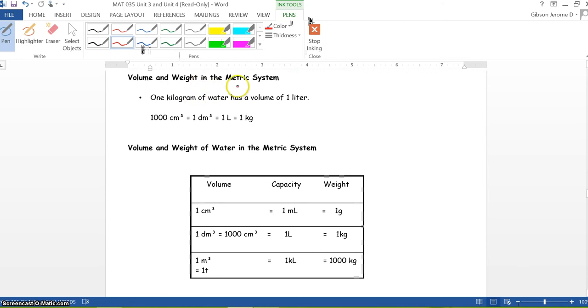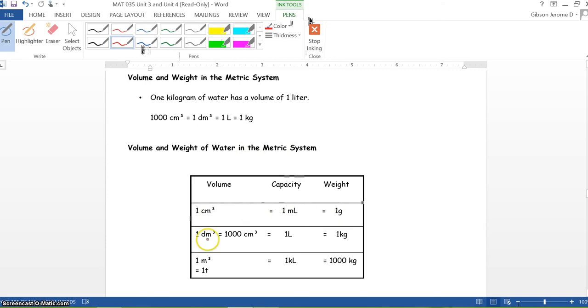Now, volume and weight in the metric system. 1 kilogram of water has a volume of 1 liter. 1,000 cubic centimeters is equal to 1 cubic decimeter, which is equal to 1 liter, which is equal to 1 kilogram. Volume and weight of water in the metric system.